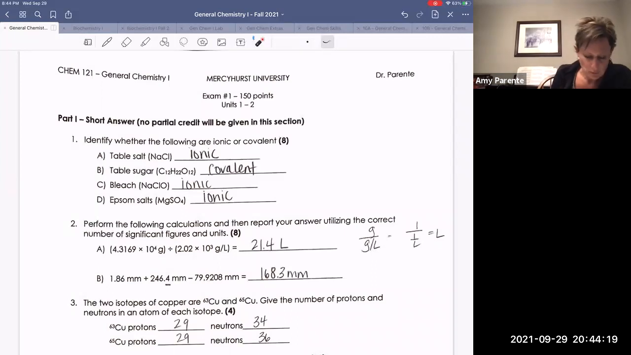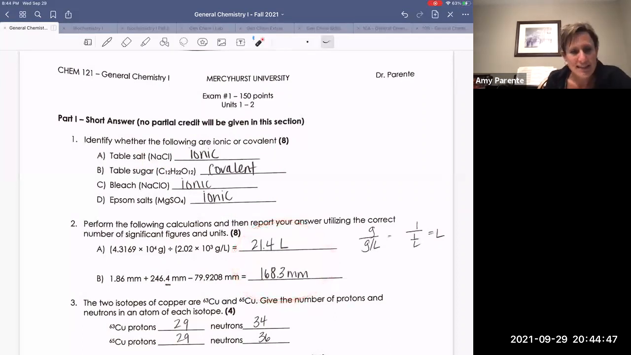So I think most people did pretty well on this ionic or covalent piece, remembering that if you have a metal and a non-metal, that's always going to be ionic. Don't get tripped up that you can still have an ionic compound if you've got polyatomic ions. So you don't have to have a metal. For example, if you had ammonium chloride here, that would still be an ionic compound because you have a cation and an anion. It just happens to be a polyatomic ion.